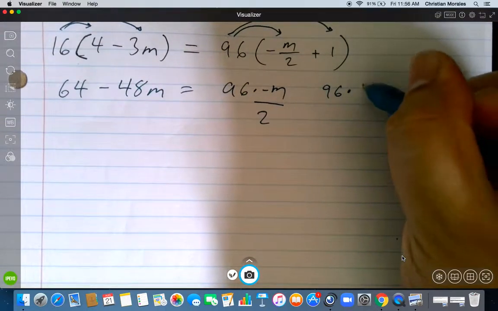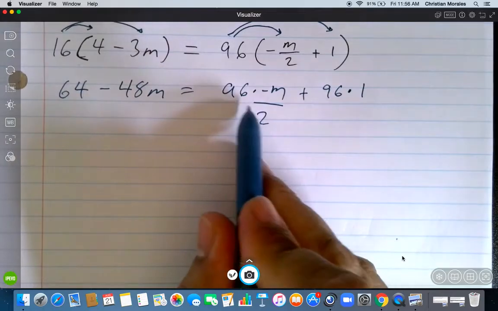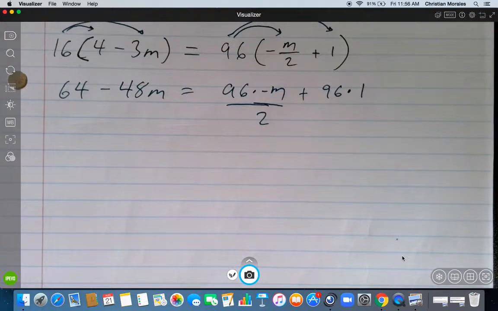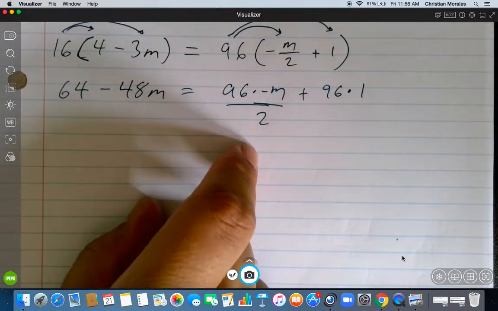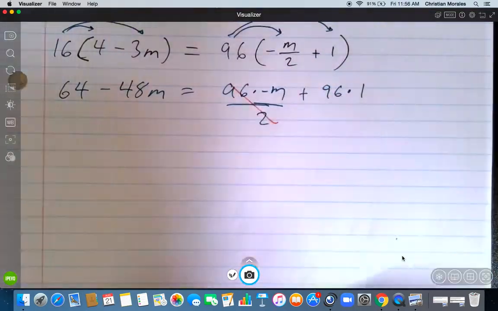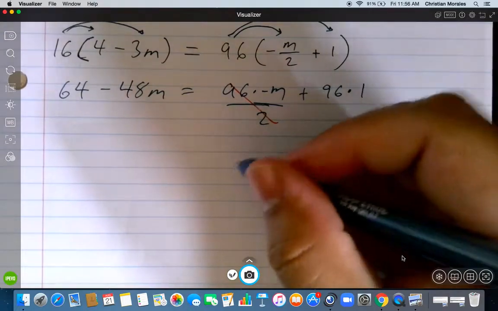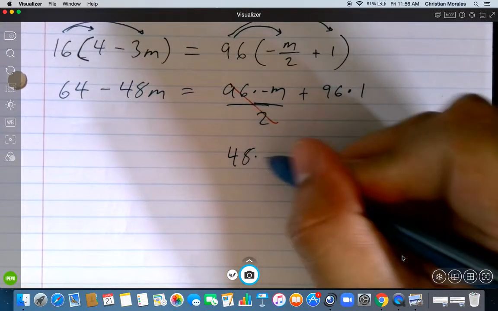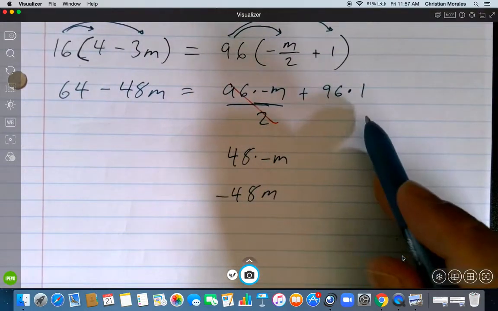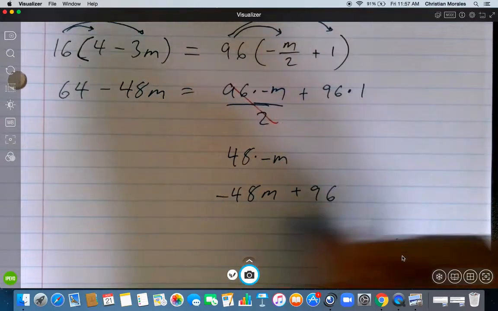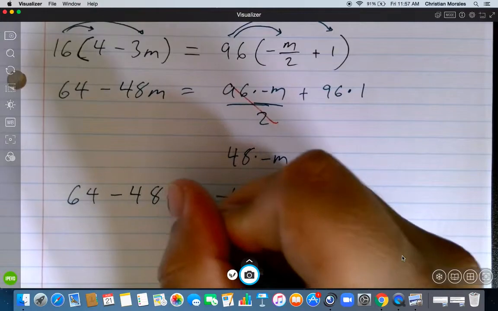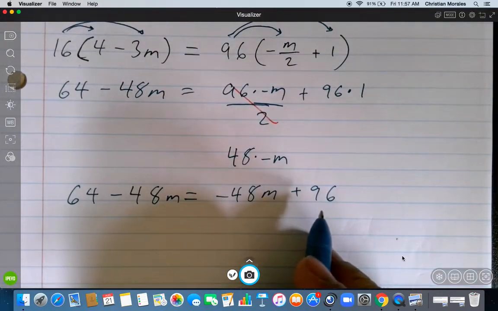Now the reason I'm taking my time with this one is because when I multiply this 96 is now part of my fraction. So if it's now part of your fraction, you can simplify that. We can simplify 96 by 2 by dividing. 96 divided by 2. And if we do 96 divided by 2, you're going to get 48 times negative m, which is negative 48m. 96 times 1 is just 96. And here is now our problem. 64 minus 48m equals negative 48m plus 96.